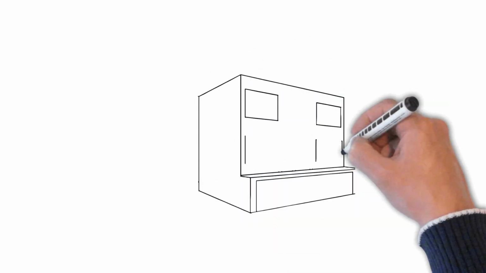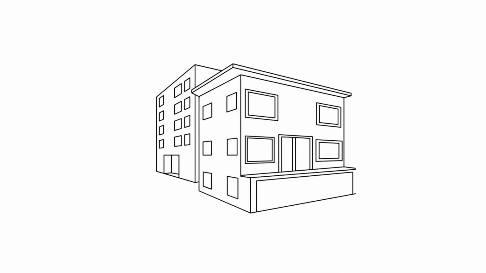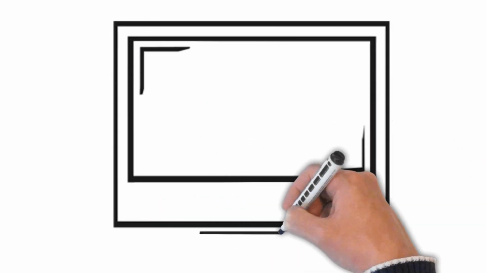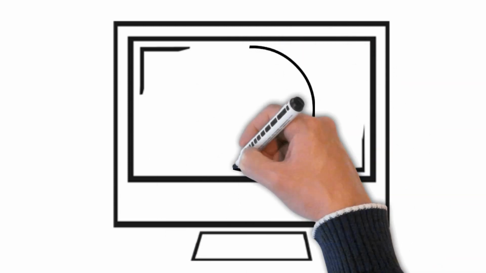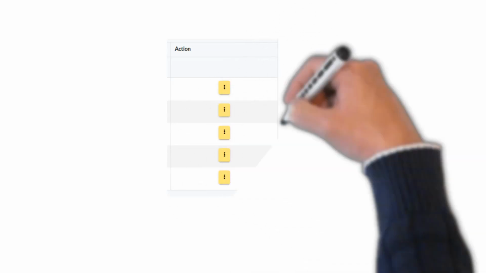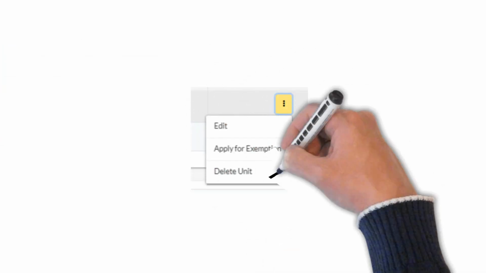Now let's go over unit exemptions. This type of exemption can be done to one or more units within a property. First, make sure all of your units are added to the Unit Inventory section of the rental registry. For assistance with these steps, be sure to watch the first episode in this series titled Navigating the Rental Registry. To request a unit exemption, look for the yellow three-dotted button to the right of the unit you wish to request an exemption for. Click it, and in the drop-down menu, click Apply for Exemption.